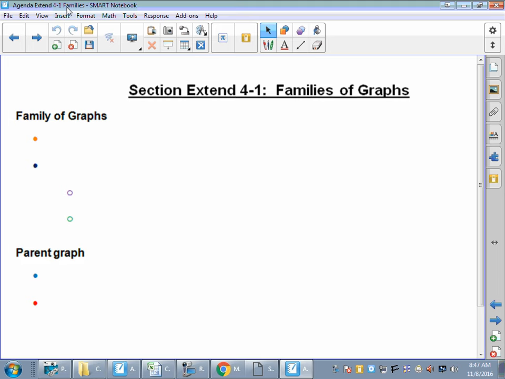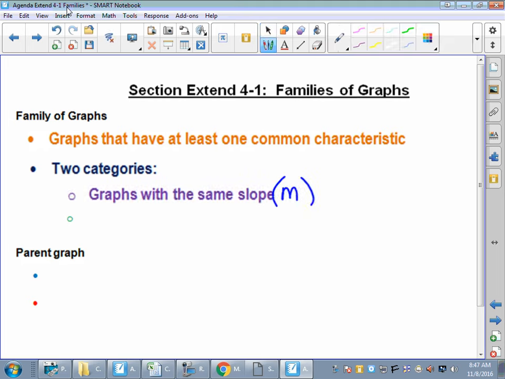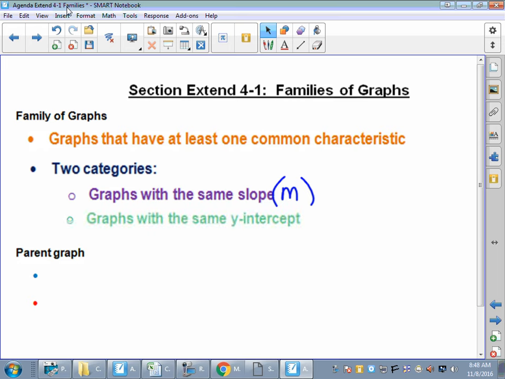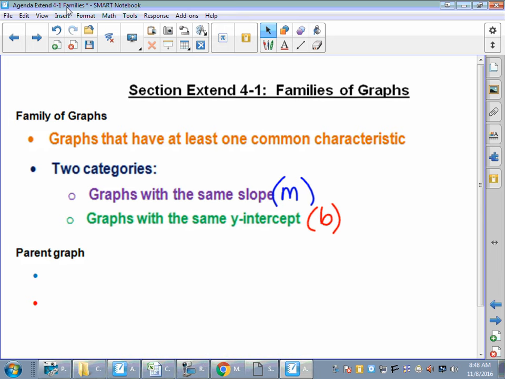So a family of graphs are graphs that have at least one common characteristic. There are two things that we look at. So all these families either have the same slope. So I have a bunch of graphs that all have the same slope. That makes them a family. Or I have a bunch of graphs that have the same y-intercept, or b, and that makes them a family. That's what we look at right at the beginning with our linear equations. So we're either looking at slope or y-intercepts.